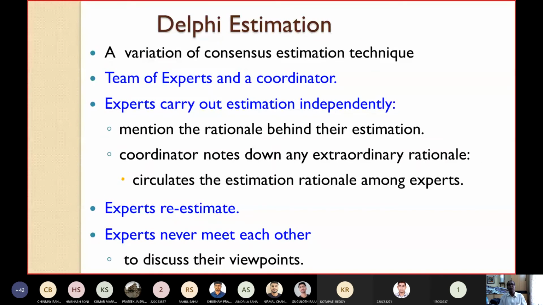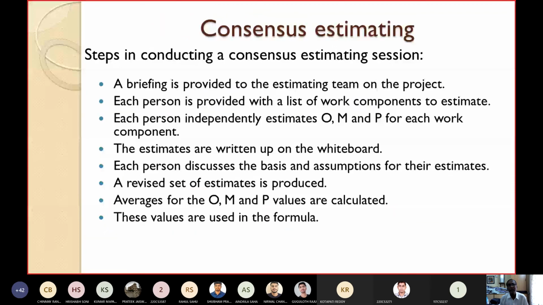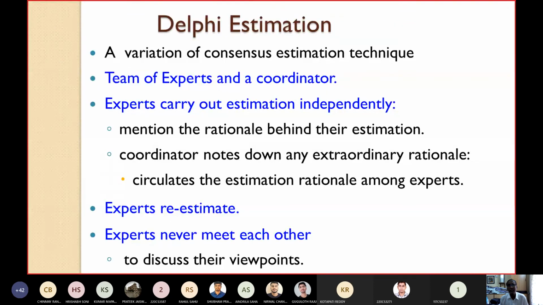Then we'll see the Delphi estimation. This is a variation of the consensus estimation technique. In this method, there is a team of experts, a group of experts, and one coordinator.